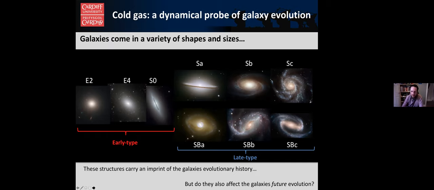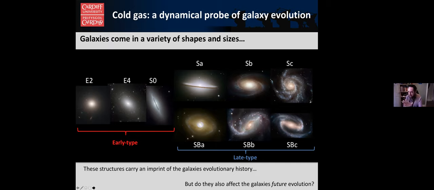So these structures clearly then have an imprint of the galaxy's evolutionary history. The things that are spirals at the current day can't have experienced many of these giant galaxy smash-ups and galaxy mergers. And indeed, the ones that are early types on the left-hand side of this diagram, they've likely had a much more violent history. So that's fairly well understood.